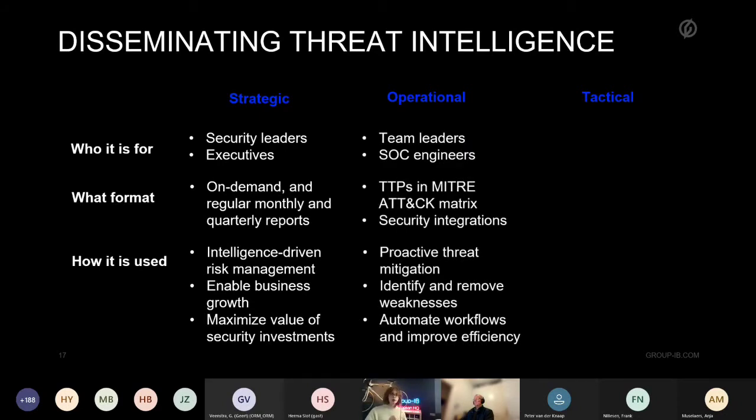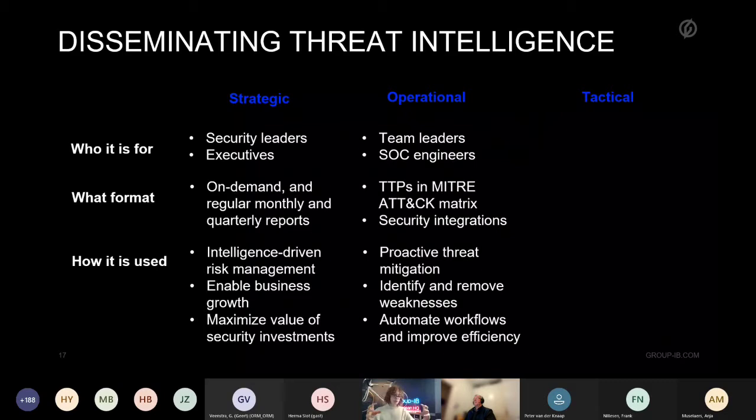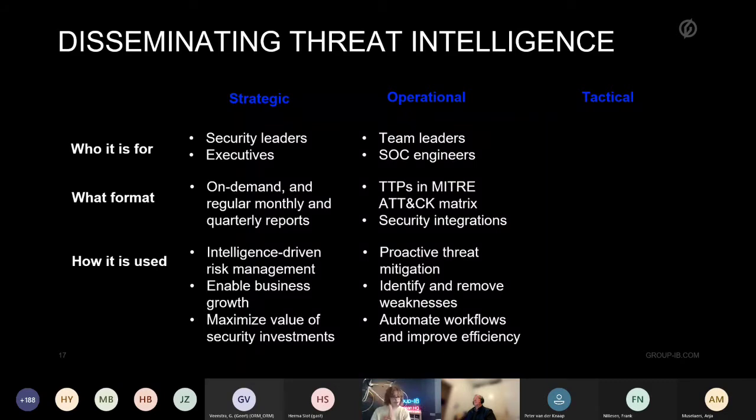Secondly, it's operational: team leaders, SOC engineers, people who are monitoring and looking after the overall environment. And this could be those tools, techniques, and procedures in the MITRE ATT&CK matrix. If you're not familiar with the MITRE ATT&CK matrix, it gives the language for describing the end-to-end attacks that threat actors use. And it's particularly powerful because if we understand the kill chain that is used, and we see something in one spot, we can then say, if I see this, let me look up and down the chain to see if I can see other signs of attack.